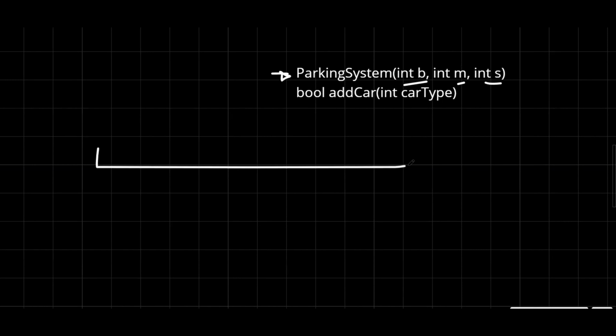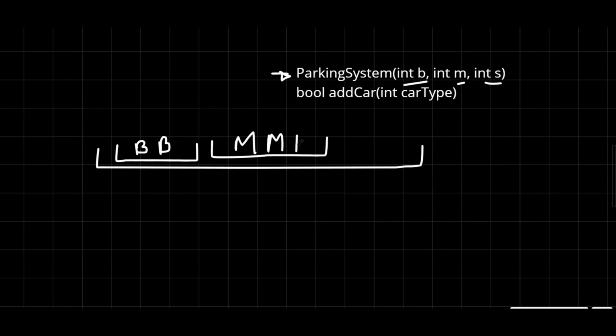Suppose this is our parking lot. Here we can place two big cars, three medium cars, and one small car. So in the parking system constructor, we have to initialize the variable B with 2, the variable M with 3, and the variable S with 1.